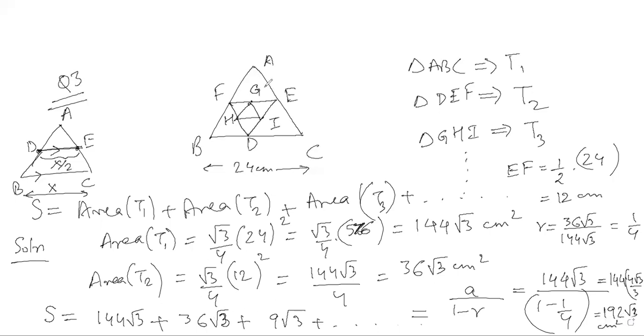So the sum of areas of all those triangles, T1, T2, T3 and the infinite such triangles, will come out to be 192 root 3 square centimeter, because this series becomes an infinite GP, starting with the area of the first term, the area of T1, as 144 root 3. Every successive term, the area gets reduced by 1 by 4. So this area is 1/4 of this, then this area is 1/4 of this. That is why I applied the sum of infinite GP, A upon 1 minus R, and I got the sum of areas as 192 root 3 square centimeter.